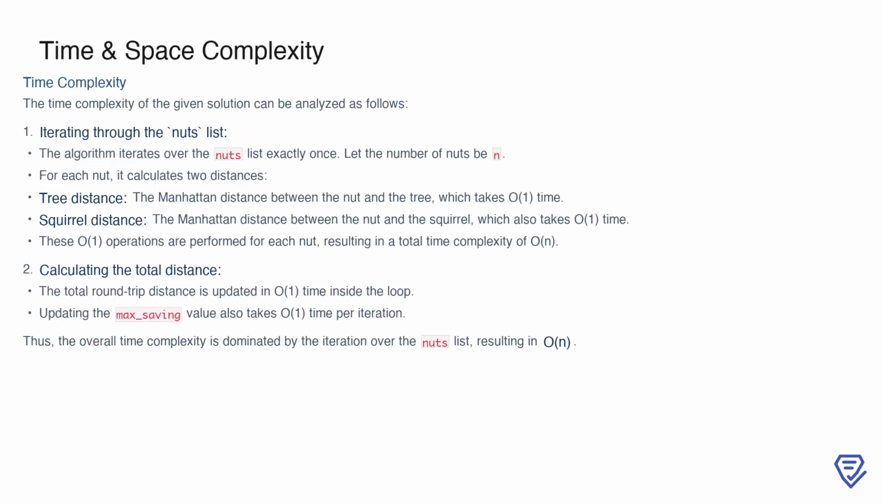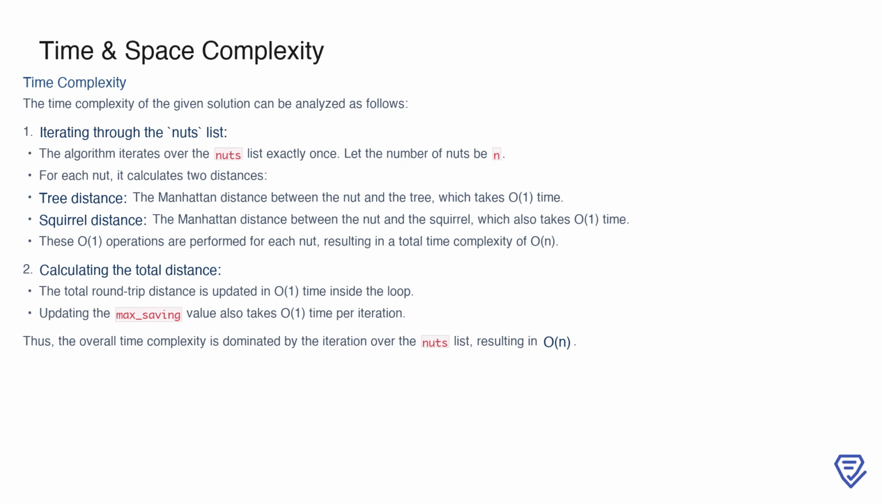To analyze the time complexity of the solution, we start by considering the iteration through the list of nuts. Suppose there are n nuts, the algorithm goes through this list exactly once. For each nut, it calculates 2 Manhattan distances, one between the nut and the tree, and the other between the nut and the squirrel. Both of these distance calculations take constant time, or O(1).